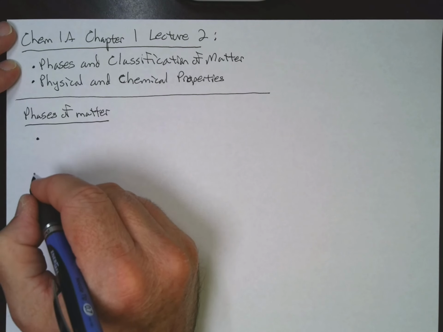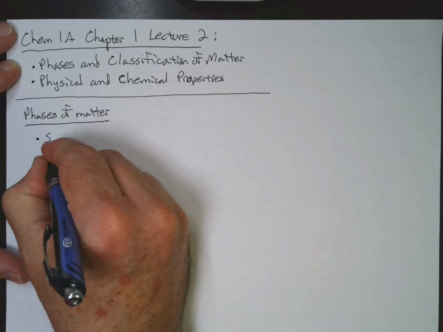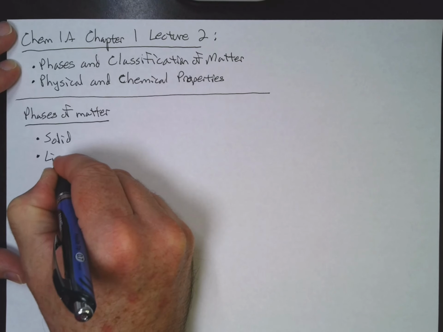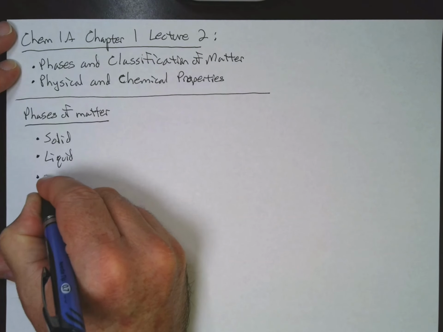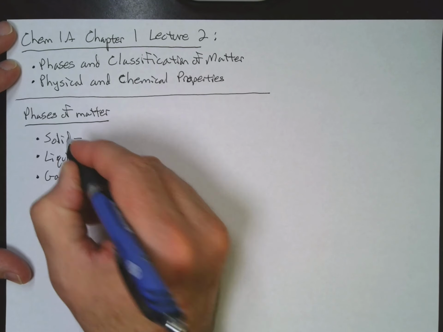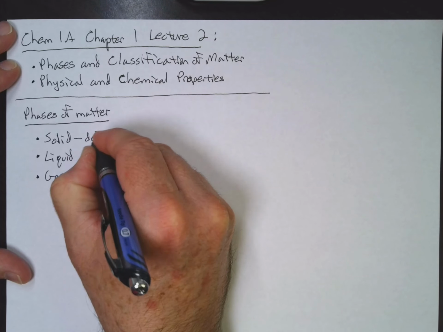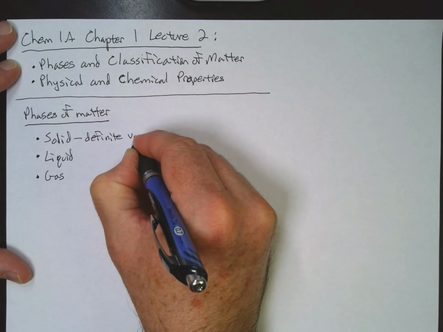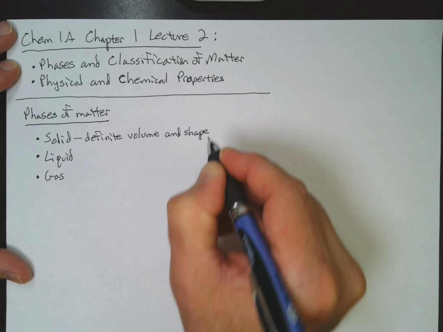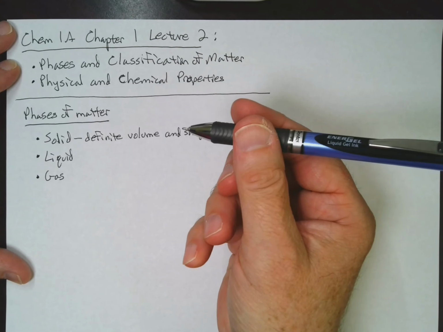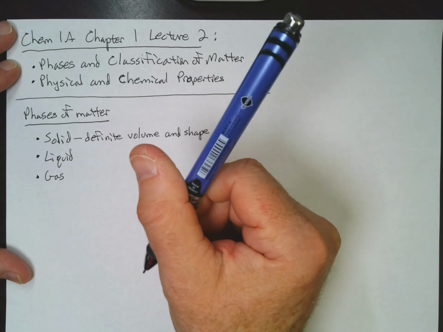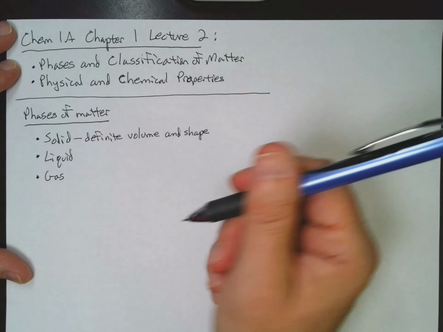Now, there are some that we are familiar with, such as solid, liquid, and gas. And so solids have a definite volume and shape. For example, this pen is solid. And it has a definite volume. I could measure the volume, and it's in a pen shape.